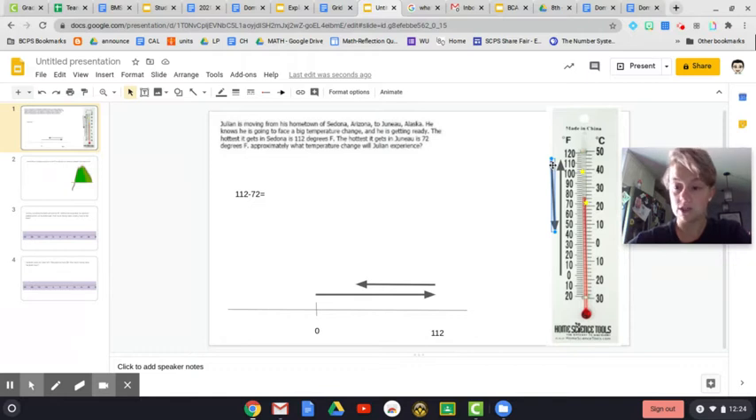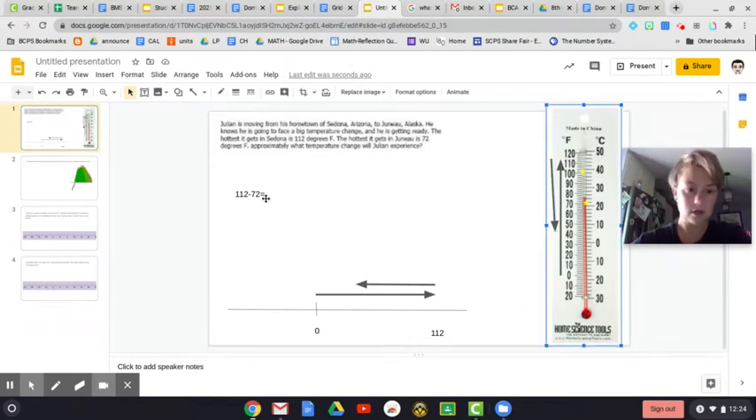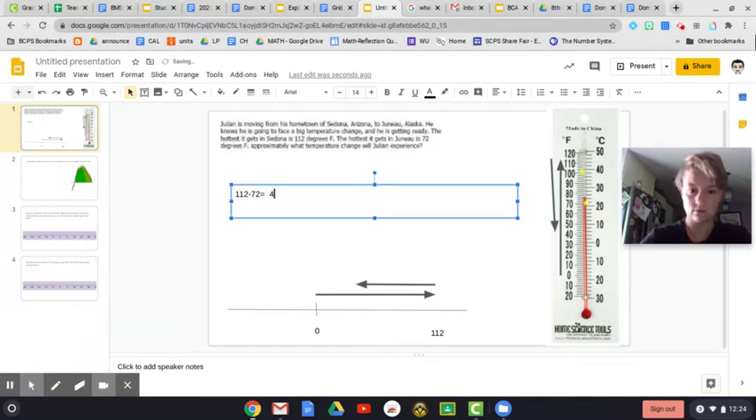If it helps you, you can skip count by 10. So you could go down 10, 20, 30, 40 to make sure you subtract the appropriate amount. And then our answer here is, of course, 40 degrees.